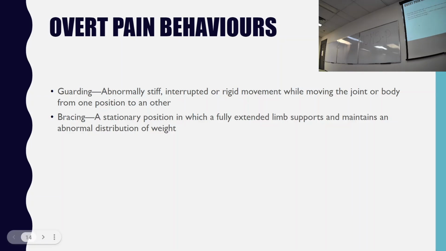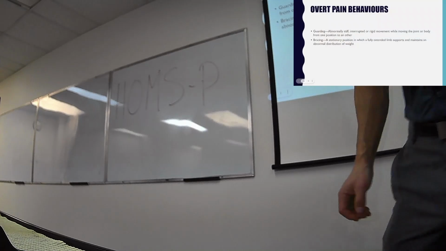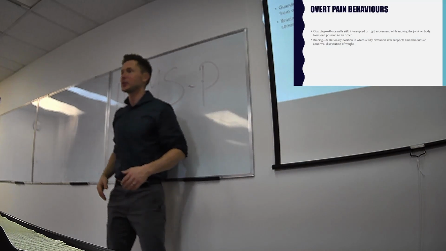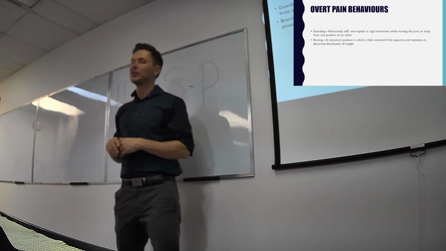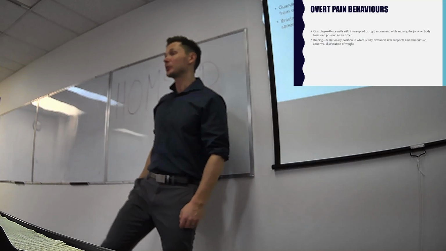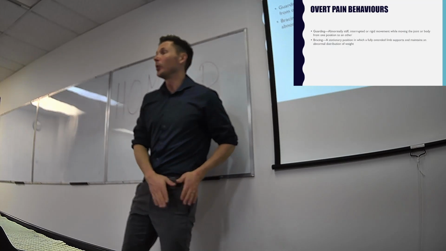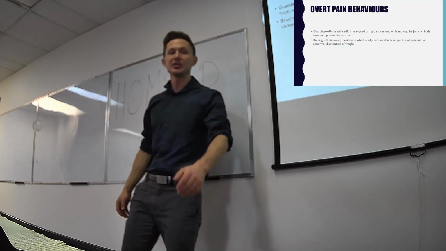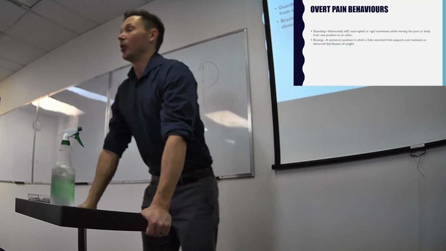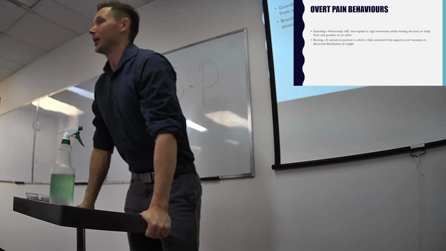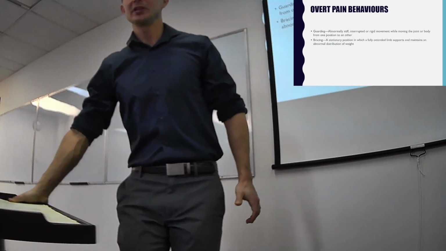Next, we have bracing. That's a stationary position in which a fully extended limb supports and maintains abnormal weight distribution. So, bracing posture we usually see within the legs more so than within the upper body. And a bracing posture within my hips, for example, might be instead of standing symmetrically, where my weight is distributed evenly from both limbs, I'm going to favor one side. Maybe this right leg is just barely touching the ground. So it's a fully extended right limb that's going to brace. If somebody's near a table, for example, they'll extend their arms and they'll lean on the table to take weight off their low back. It's a bracing posture.